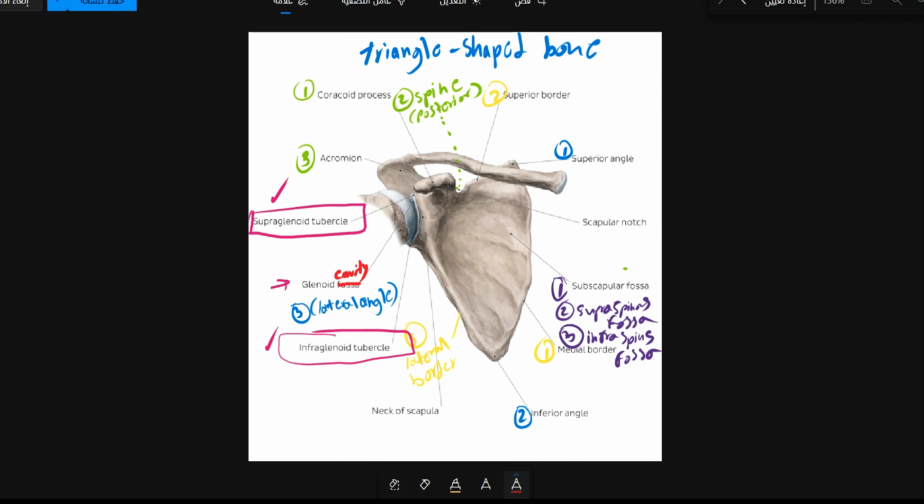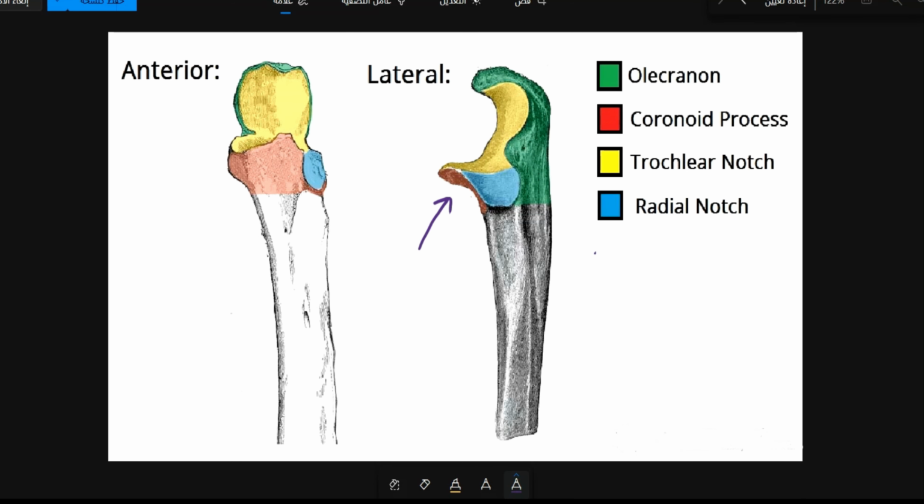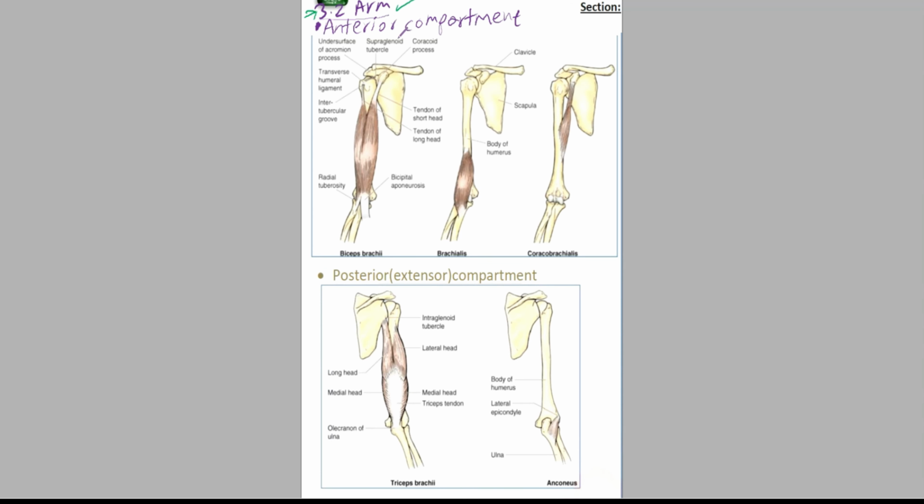I wanted to remind you also that the coracoid process of the scapula is something different from the coronoid process of the ulna. Remember N and N. The arm muscles are divided into two compartments: anterior, which holds three muscles, BBC, biceps brachii, brachialis, and coracobrachialis, and posterior compartment holding the triceps brachii and anconeus.